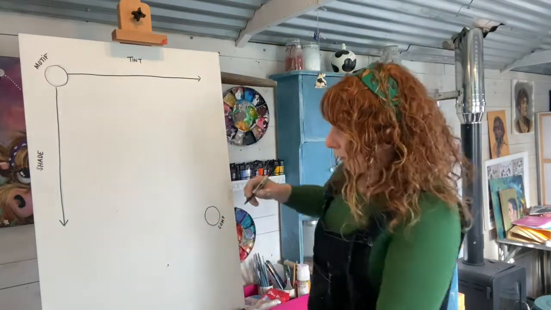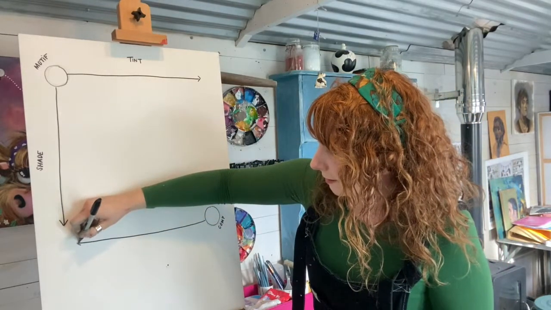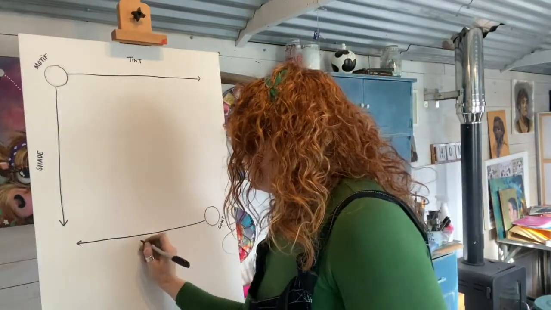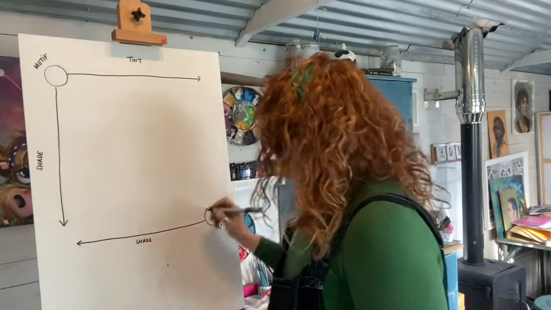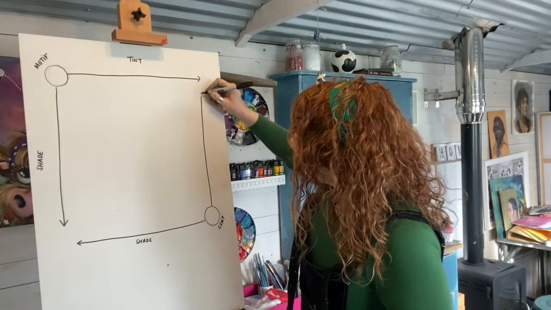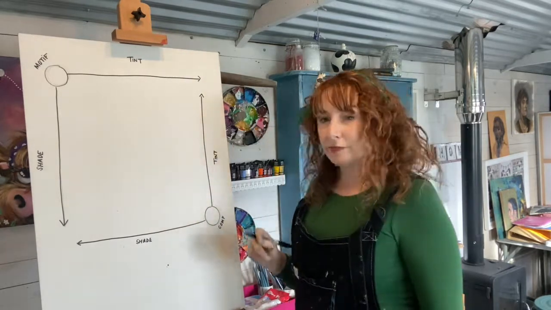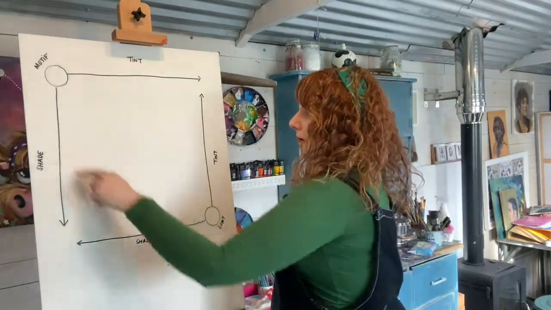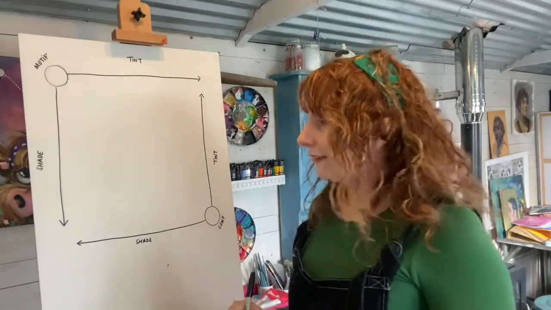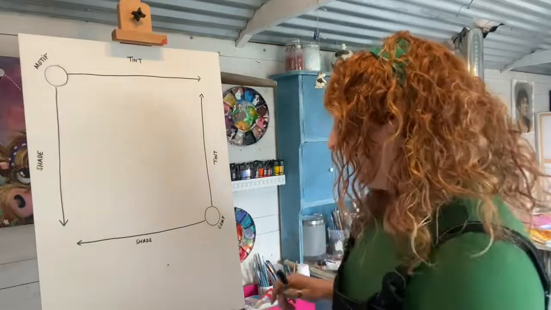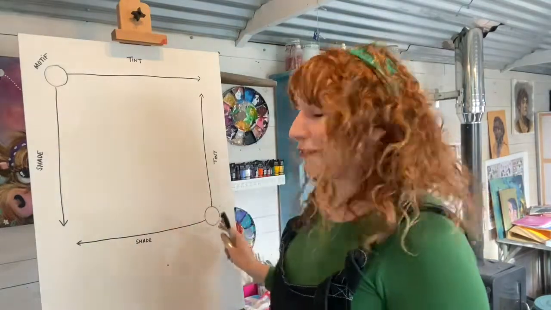Now for your comp, you want to draw a line across. And that's going to be the shade. And a line going up, that's going to be your tint. So what you've got is like a box with two circles, diagonal, opposite one another. Diagonally across from one another.